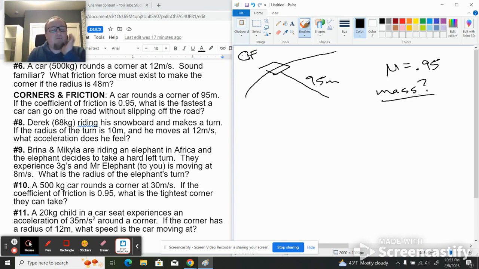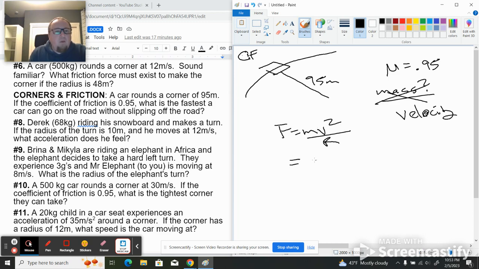Okay, so you have a couple options. Option 1 is you put in just a mass of like 1 or 100. Totally fine. You can totally do that. What's the fastest the car could go? So our goal is velocity. So force equals mv squared over r. Well, let's just write down what we got. We want to know velocity, so that's okay that that's there. Radius, they told me, was 95.